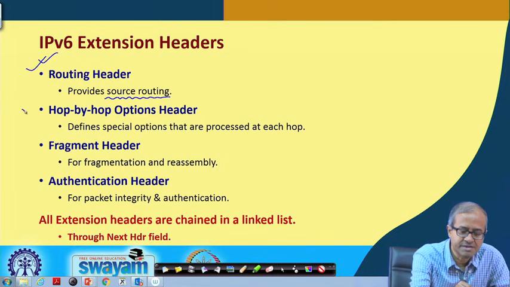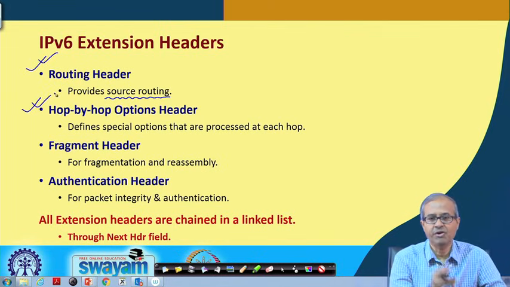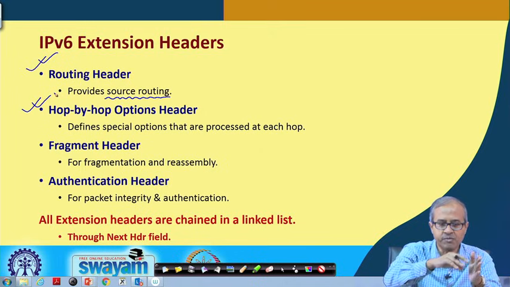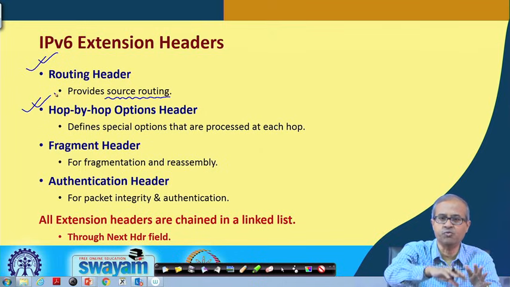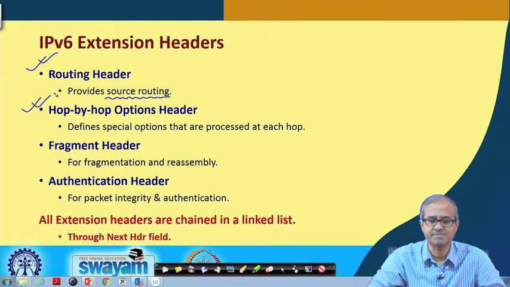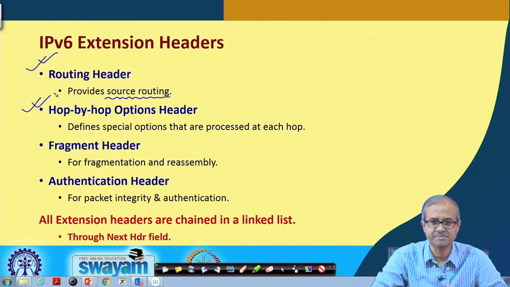Second comes the hop by hop options header. This again depends on some applications: at every hop, whenever you move from one host to the other, you can check for certain conditions. Depending on that, you can decide whether to forward the packet, not forward, or do something else.